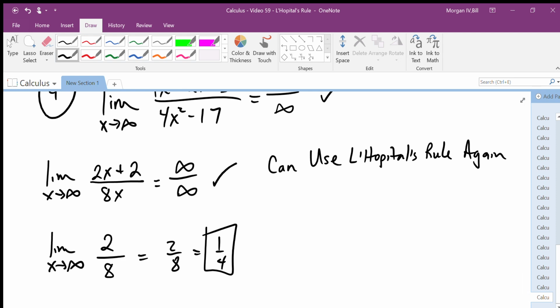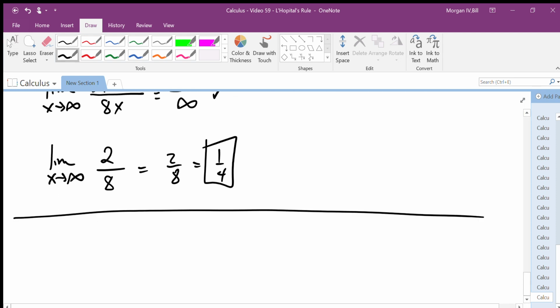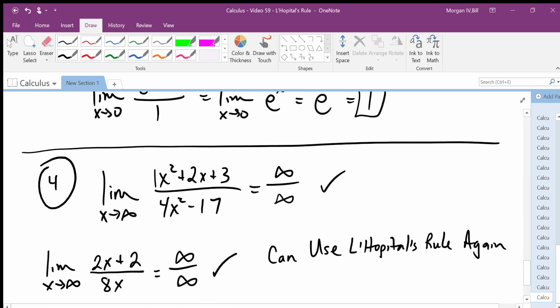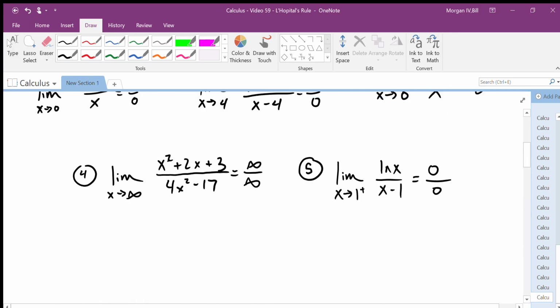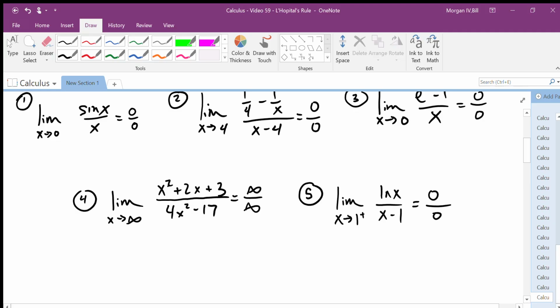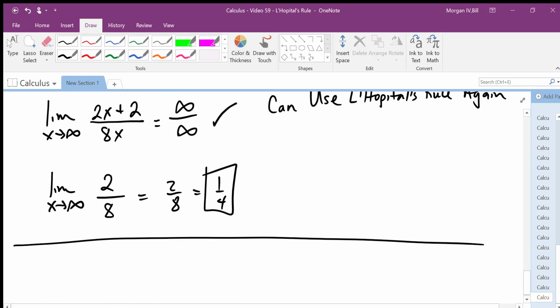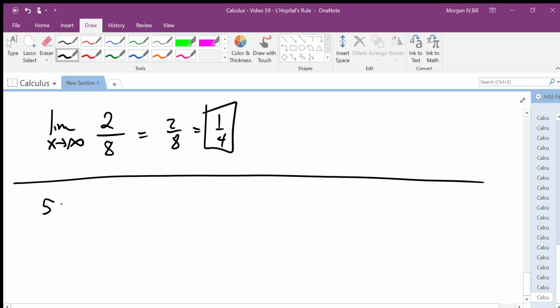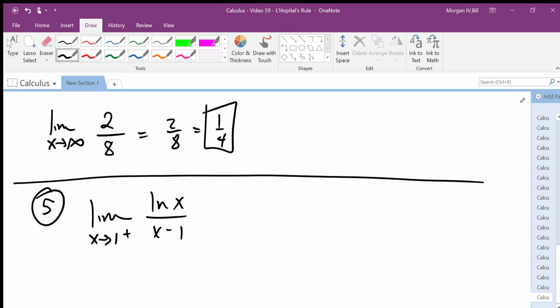All right, last one. Last one is the limit as x goes to 1 from the right, the plus sign, remember, is from the right, of the natural log of x over x minus 1. Okay, so at 1 would be the vertical asymptote. So we're looking at what happens, right, because you're dividing by 0 there, 1 minus 1. We're looking at what happens as x approaches 1 from the right-hand side.